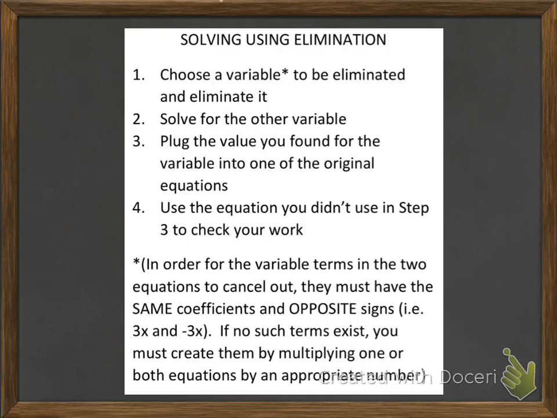Also, let's talk about this asterisk. When I say choose a variable to be eliminated, the reason we have to put an asterisk here is that in order for the variable terms to be eliminated, they have to have the same coefficients and opposite signs. That's why in the first set of equations that you saw on the previous slide, they canceled out because they had the same coefficients and opposite signs.